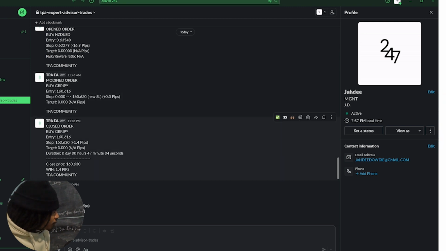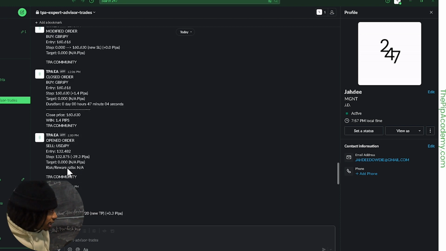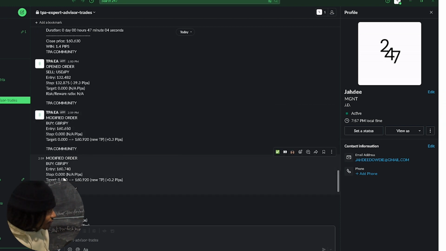We came for a small win on this. I just broke even and price came back down, stopped me out. Life. We had a small gain on that one. Then you can see we came through. We did another buy here, right?